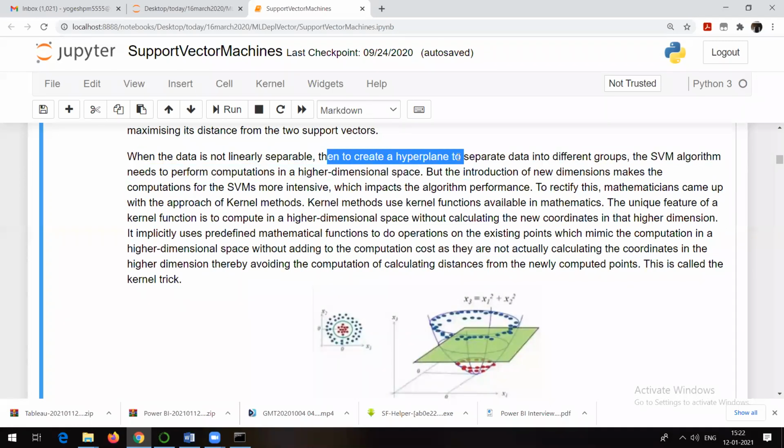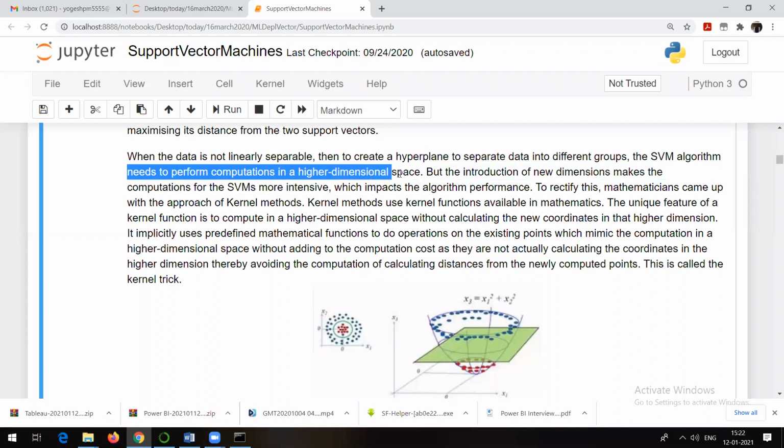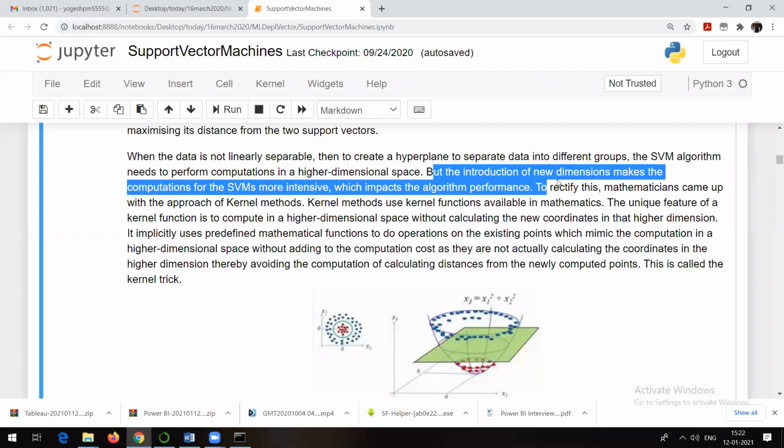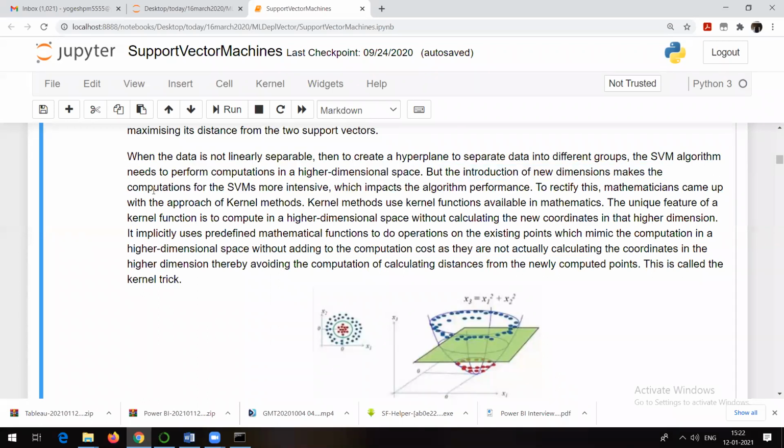Then to create a hyperplane to separate data into different groups, support vector machine needs to perform computation in higher dimensional space. That means n-dimensional space. But the introduction of new dimensions makes the computations for SVM more intensive, which impacts algorithm performance. See, as and when the number of dimensions increases, obviously the performance of the algorithm is going to decrease.